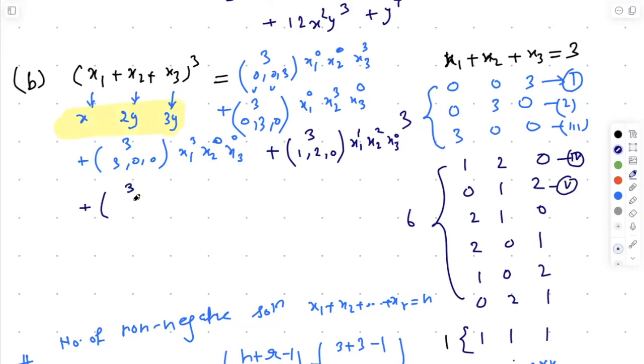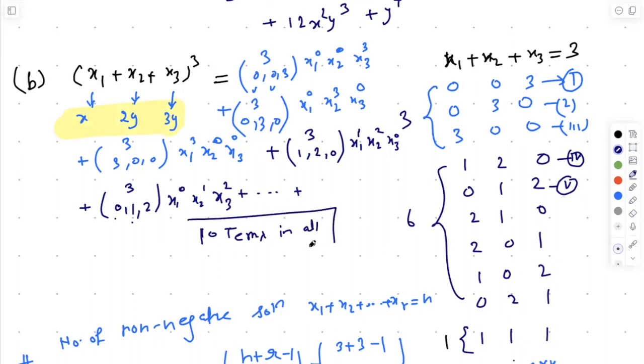Corresponding to the fifth one, and so on, this will be the last one. You will write all the 10 terms if I ask you about the expansion there. Multinomial 0, 1, 2. So 0 is the x1 exponent, 1 is the x2 exponent, and 2 is the x3 exponent, and so on. So you will have 10 terms in all. Is there any doubt?